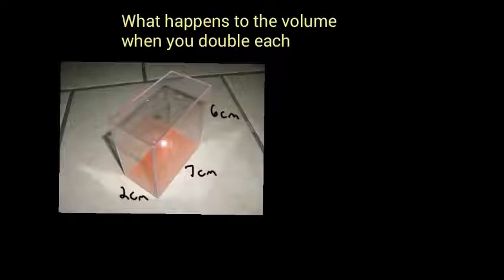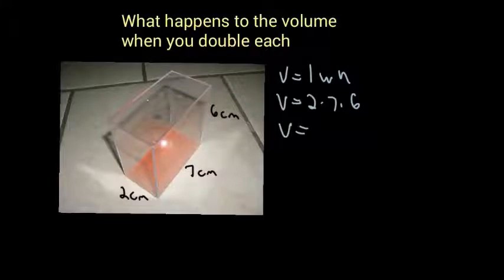Alright, so now I have a question up there. What happens to the volume when you double each side? So let's first find the volume of that. So our volume equals length times width times height. So volume is going to equal 2 times 7 times 6. So I can do the 6 times 7 first, which is 42. And then 2 times 42 is going to equal 84. So my volume is 84 centimeters cubed.